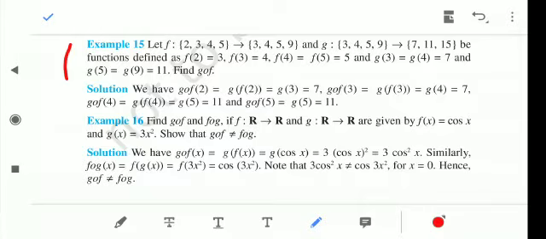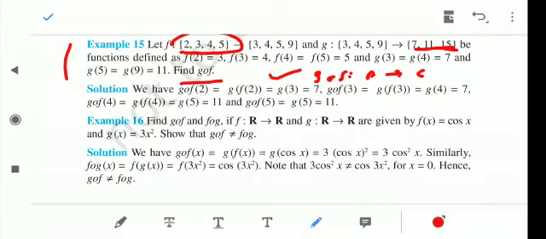Look at this question: find gof. First of all, you must be very clear that gof will be defined from A to C. And what is A here? A here is {2, 3, 4, 5}. And what is C? C here is {7, 11, 15}. So we will consider it one by one.